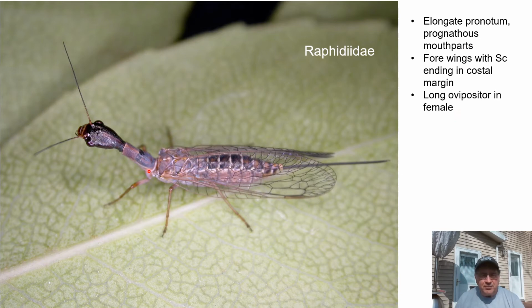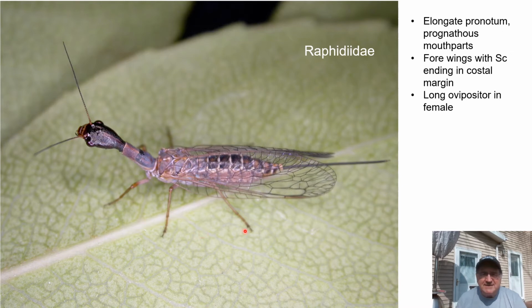An elongate pronotum. Here you see this neck-like structure here. That's actually the first thoracic notum. Prognathous mouthparts. So the mouthparts are directed anteriorly, and this is something that's very characteristic of organisms that are predatory. And in fact, both the larval and the adult stages of the Raphidiidae and the Inocelliidae are predatory. The forewings with the subcosta ending in the costal margin.